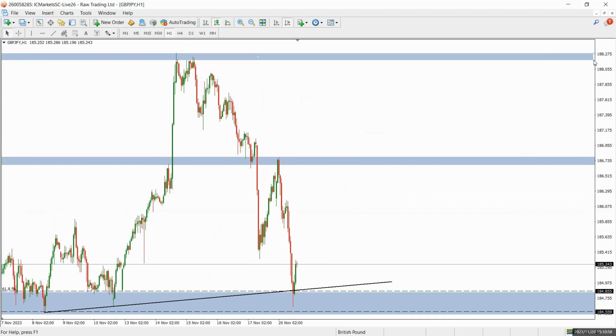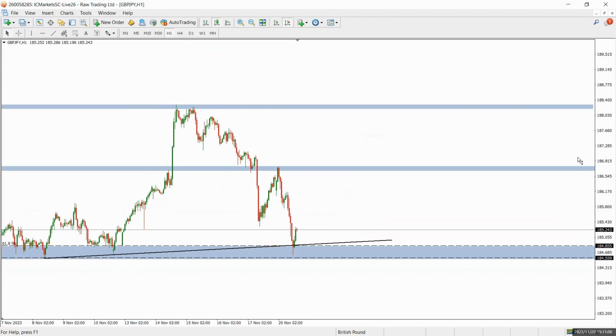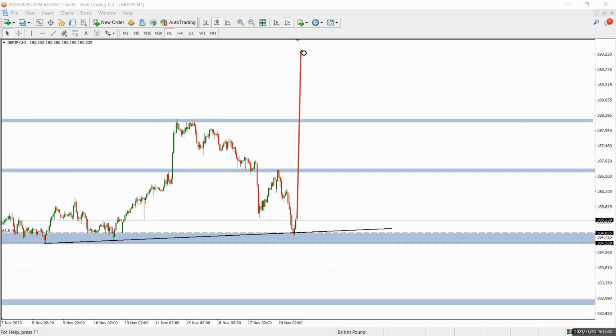By the way, for me, I will be looking forward to taking my trade to as much as this level, but I'm not going to tell you the reasons why I'm going to take it right there.